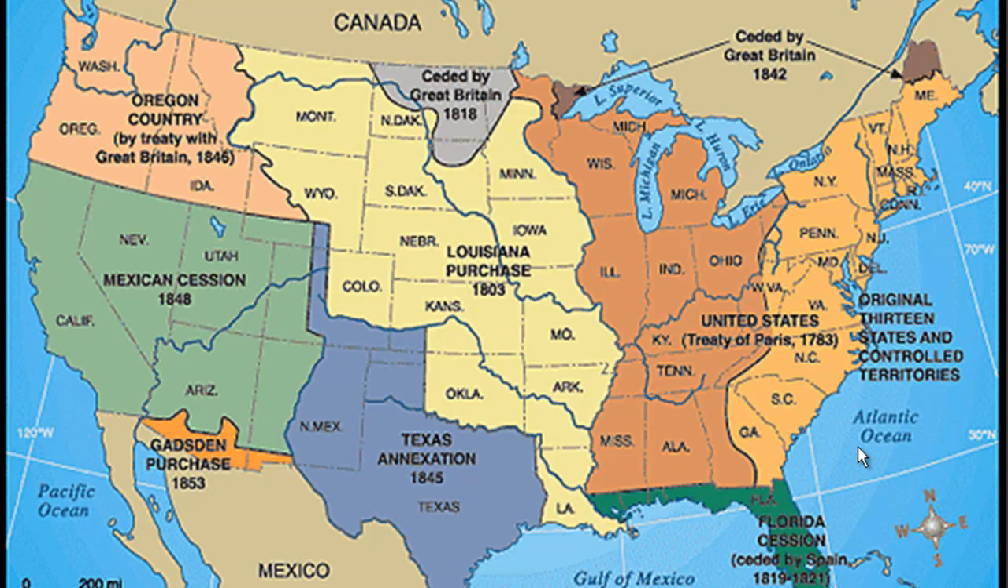So now you can see with the Mexican Cession, with the Gadsden Purchase, Texas annexation, and the Oregon Territory, we now have what the borders of what we call today the United States.